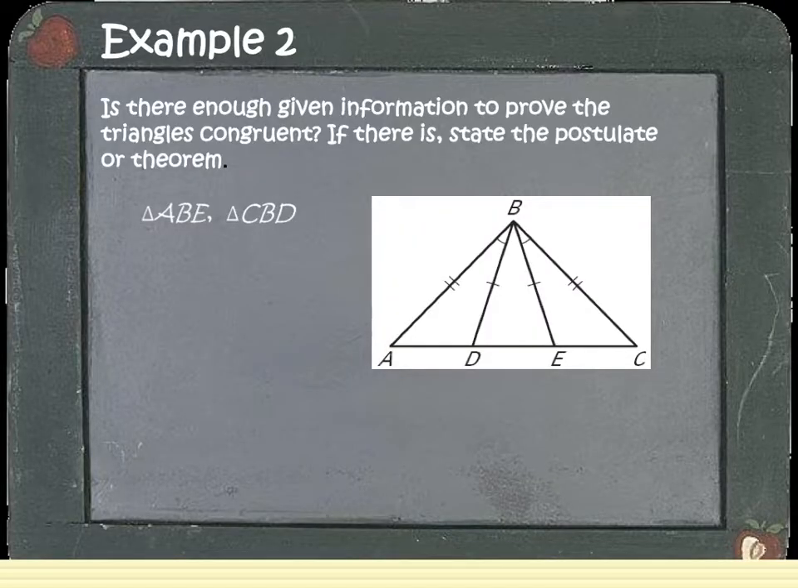All right, so it wants to know, is there enough given information to prove the triangles are congruent? So let me go ahead, and this is ABE. So ABE is right here.